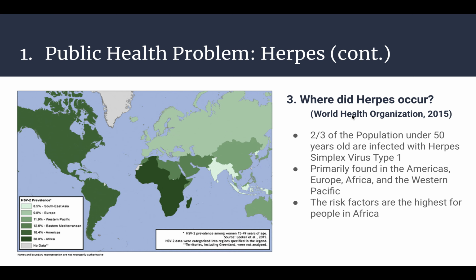Herpes actually occurs in two thirds of the population that are under 50 years old. Most people are infected with the herpes simplex virus type 1, 67% of the human population. It's primarily found in the Americas, Europe, Africa, and the Western Pacific. The rates are highest for people in Africa just due to the lack of public health care, and the needs for the people are higher with fewer people to serve those needs.